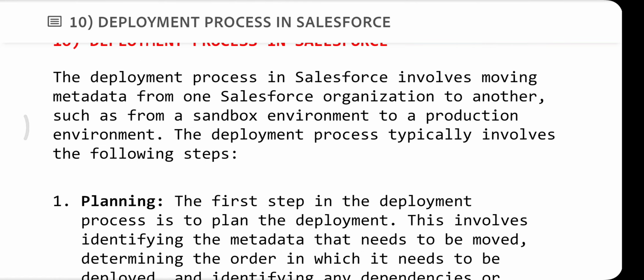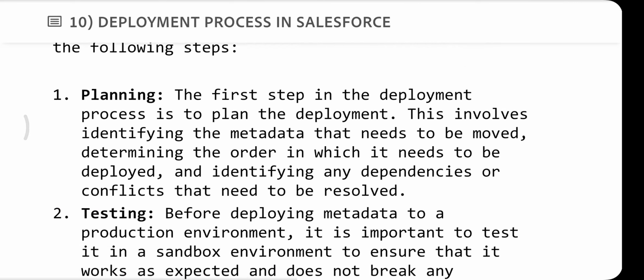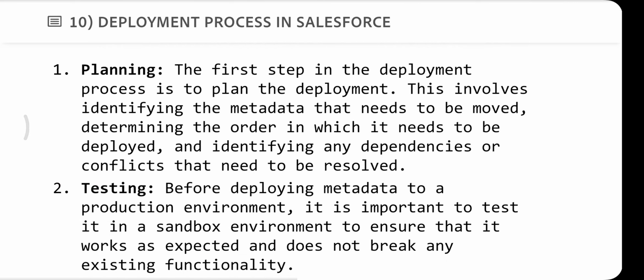The first step in the deployment process is to plan the deployment. This involves identifying the metadata that needs to be moved, determining the order in which it needs to be deployed, and identifying any dependencies or conflicts that need to be resolved.